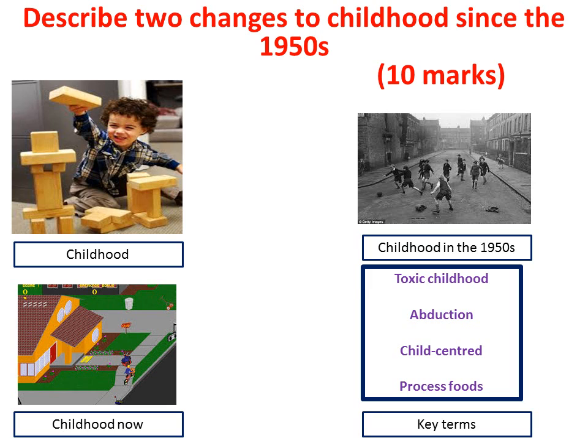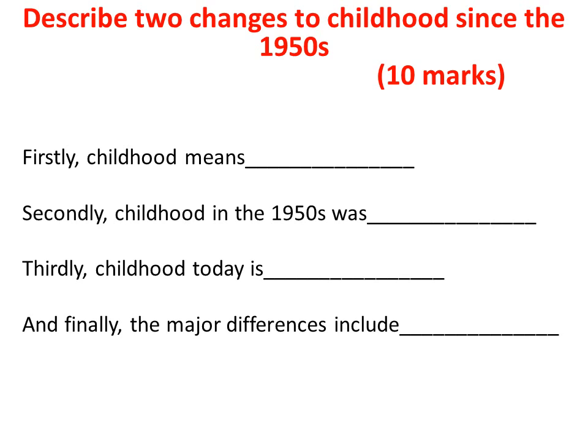So like I say, what I would do within this assignment, I would look at four paragraphs possibly. Firstly, what childhood means. Secondly, childhood in the 1950s, what it was like. Your third paragraph will be looking at what childhood is like today. And then finally, you can then do some major differences in a final paragraph if you don't include it in your second and third paragraph.